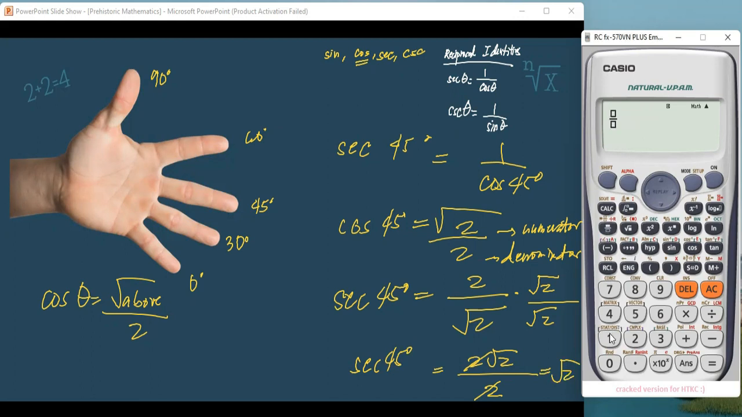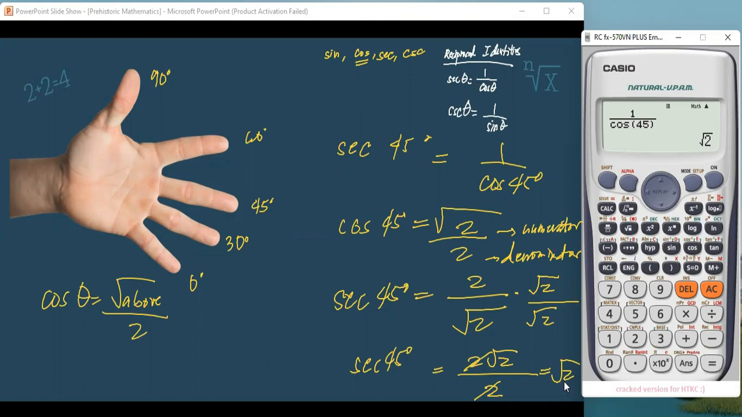So that is 1 over cosine 45 must be equal to the square root of 2. Kung makikita nyo dito po sa calculator, wala naman po tayong key for secant. So ibig sabihin, kailangan gamitin pa rin po natin si reciprocal identity. So let's compute. That is really the square root of 2. So meaning to say, tama po yung ating answer.